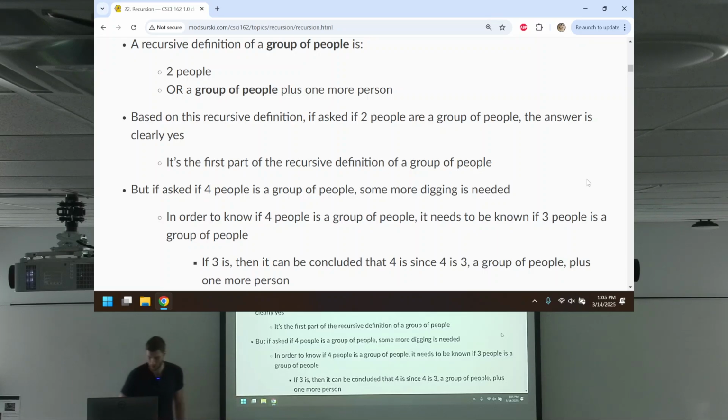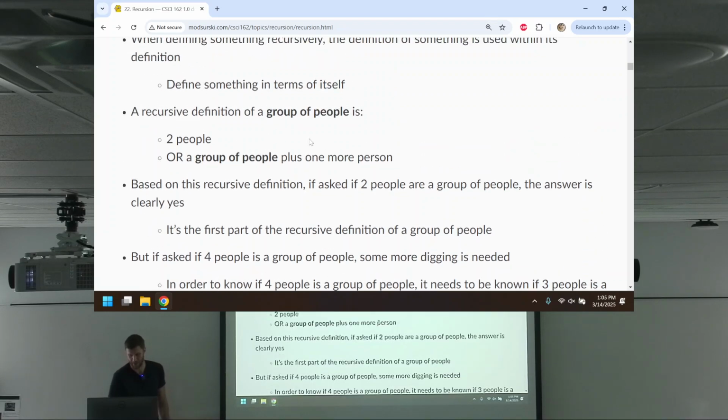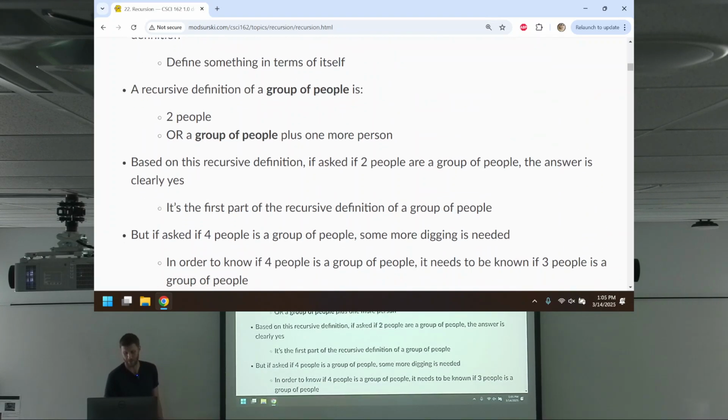But I don't know. 3 is a group if 2 is a group. Because if 2 is a group, plus 1 more, 3, then 3 is a group. And if 3 is a group, 4 is a group. So we need to know if 2 is. We look at 2 and we go, oh yeah, it is. So if 2 is a group of people, that means 3, because 2 plus 1 is 3. So by this part of the definition, 2 is a group, by this part, 3 is a group, by this part, 4 is a group. In fact, 5 would be a group by that part, and so on and so on.